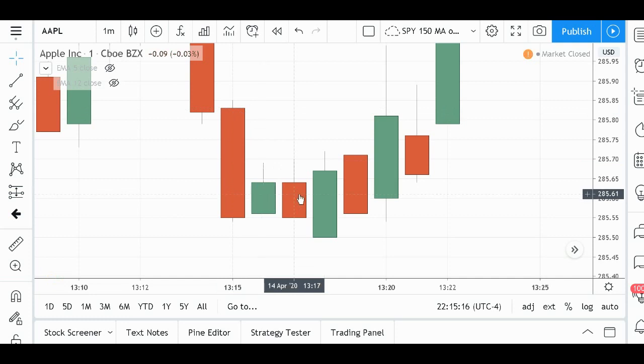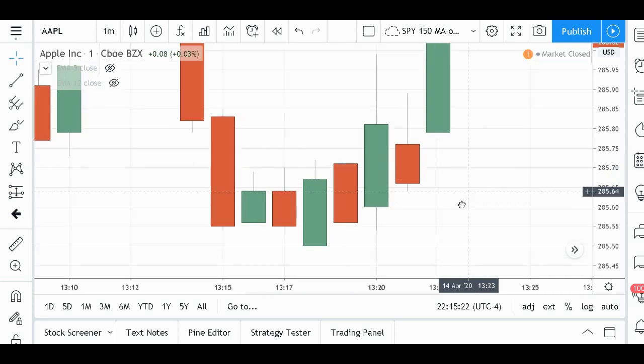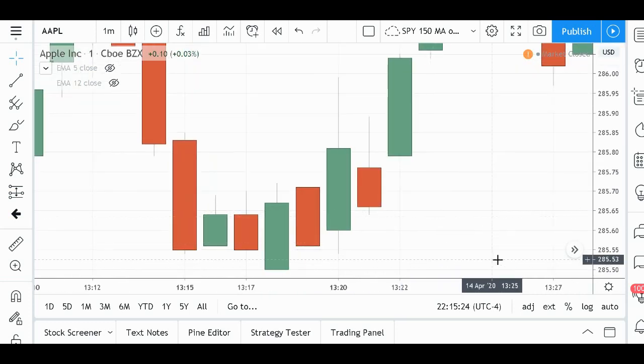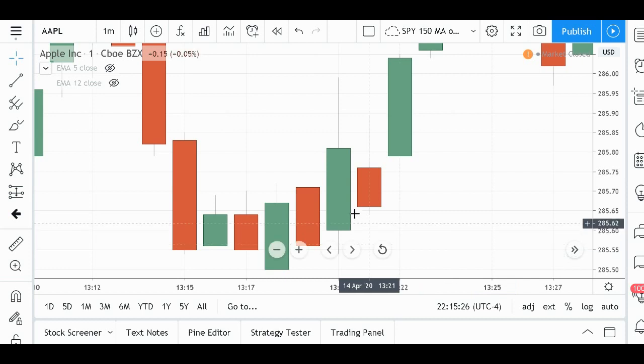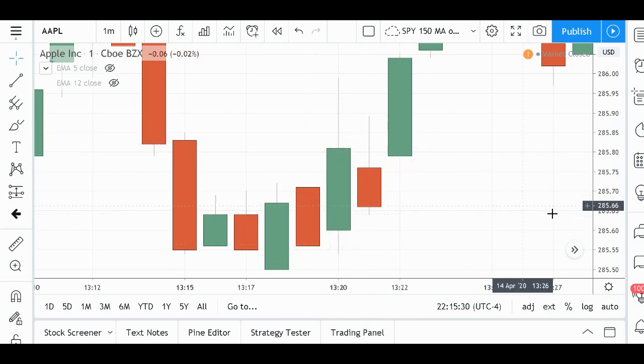Does it happen with the next candle? No. The next one? No. Next one? No. What about this one? This is where it gets interesting. See, you might want to wait for the candle to close. You might want to wait for the end of the period, okay? The end of that candle.